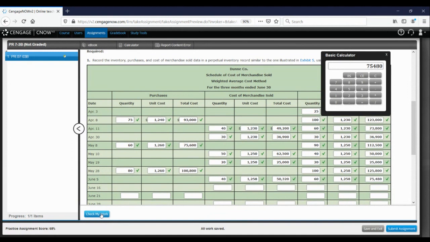Do you understand what we did in this transaction? We would have had to have debited cost of merchandise sold for the amount of $50,320 and credited our merchandise inventory for 50,320.